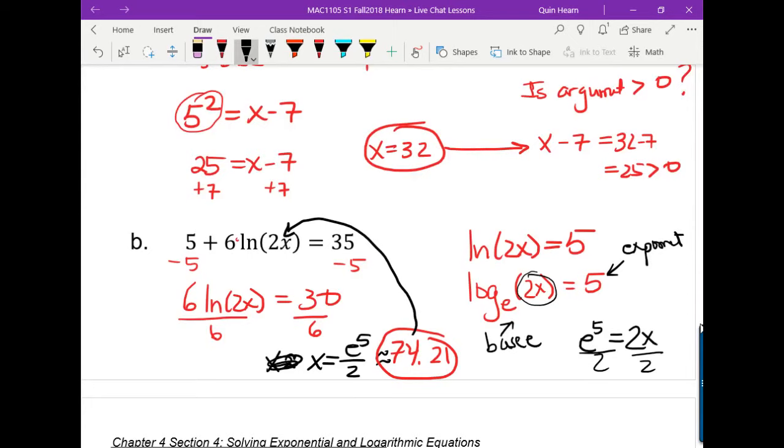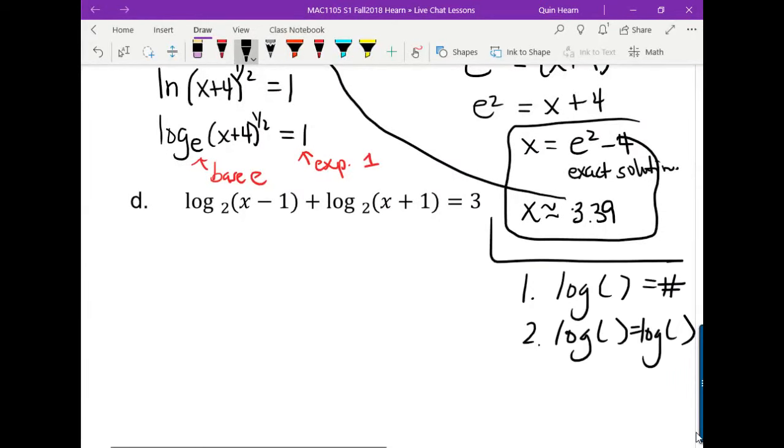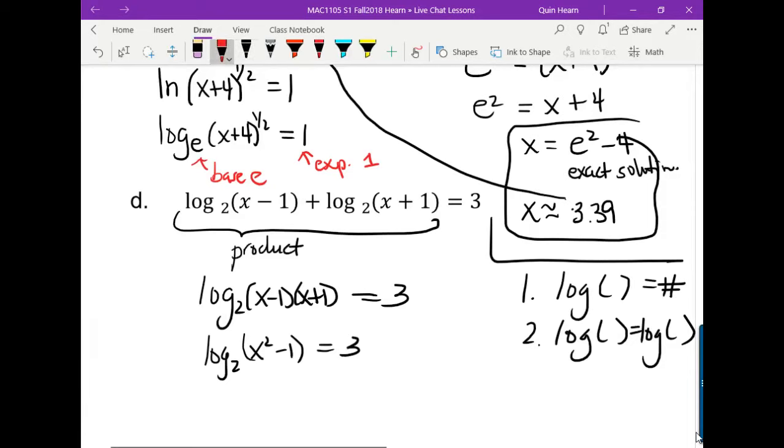Okay, and we should check to make sure that our... Oh, and I forgot to check in part B, I think. We'll go back to that in a minute. All right, you need to check to make sure that your argument is not 0 and not negative.